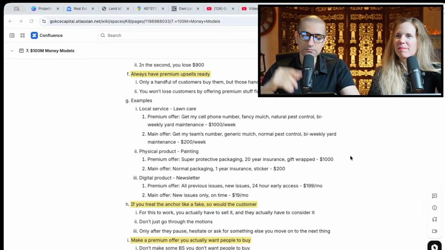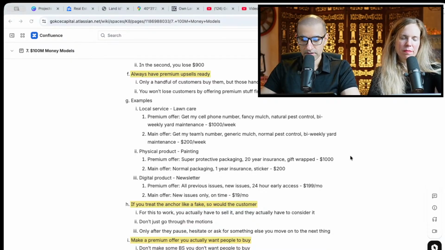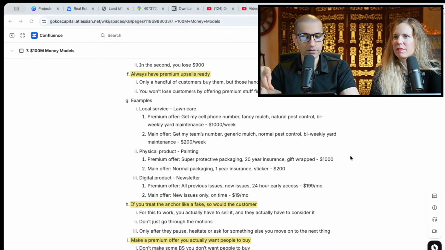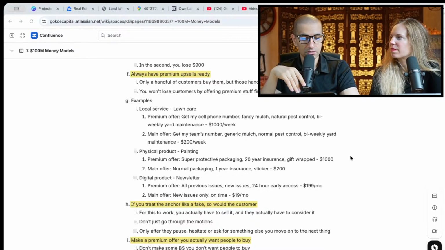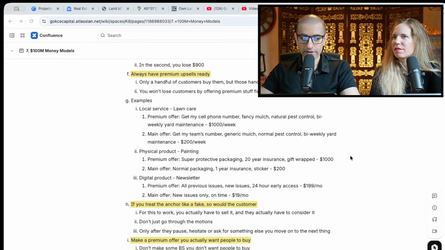So, all right. So a premium offer for this is a lawn care service, right? Also, you would do this when you're just like a 5-person company, right? Because it's not scalable. This is just an example for a local lawn care service. Okay. So premium offer: get my phone number, fancy mulch, natural pest control, bi-weekly yard maintenance for $1,000 per week. Main offer: get my team's number, generic mulch, normal pest control, bi-weekly yard maintenance for $200 per week.